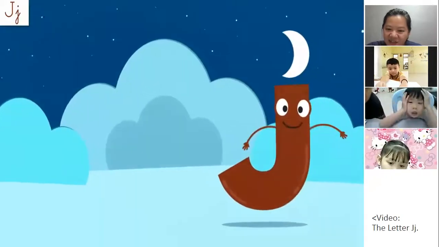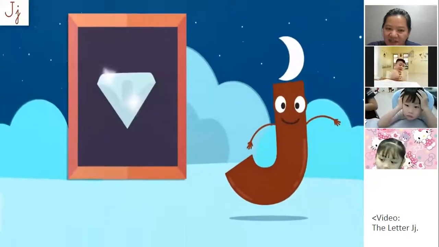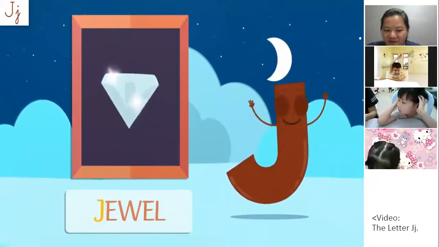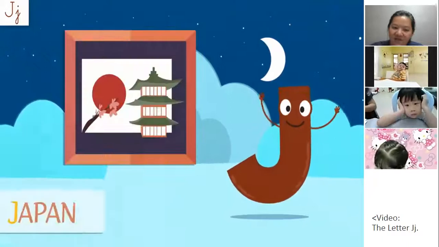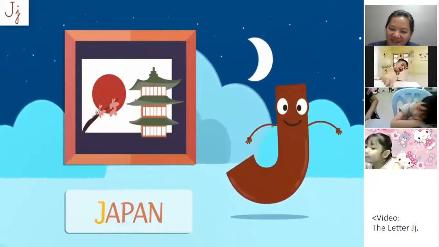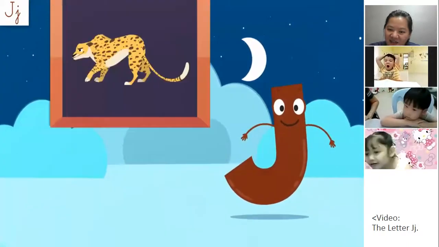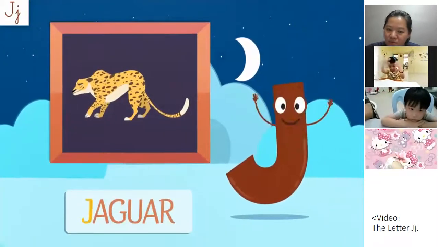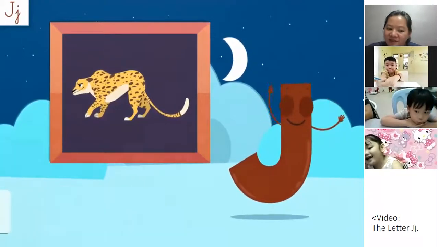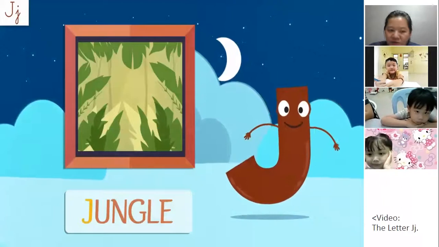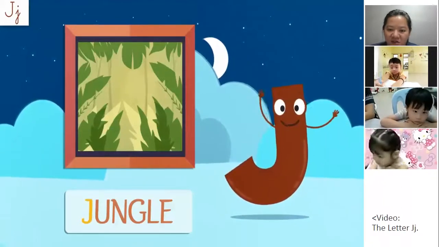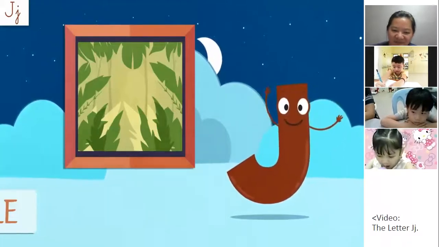Now let me show you words that start with my letter. The first one is jewel. It's so shiny. Japan also starts with a J. Do you know Japan in Asia? What about Jaguar? What's letter does it start with? J. Good job! Jungle also starts with a J. Careful in the jungle! You never know what's around the corner!